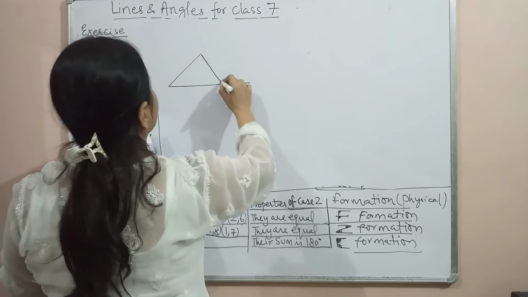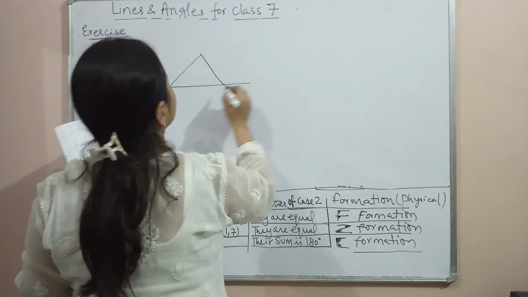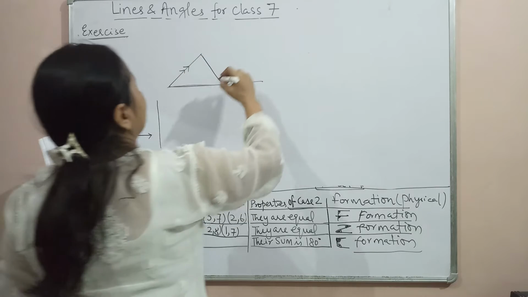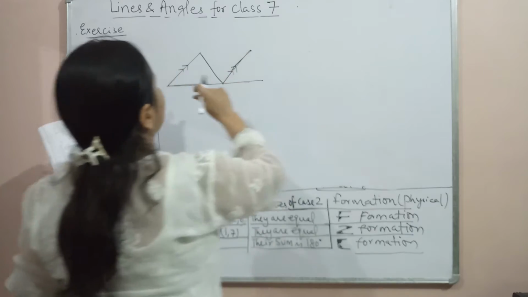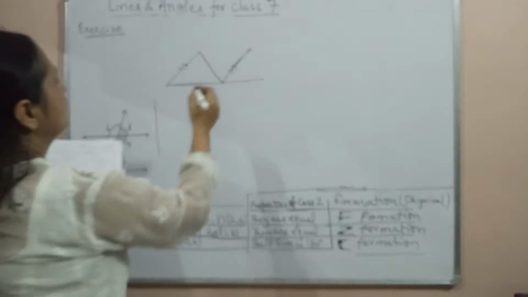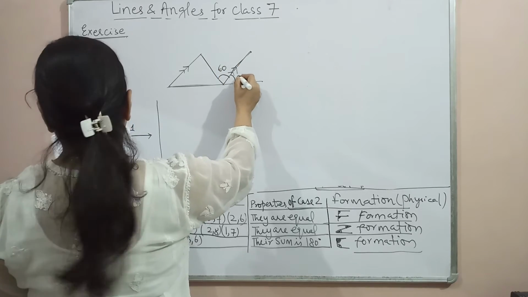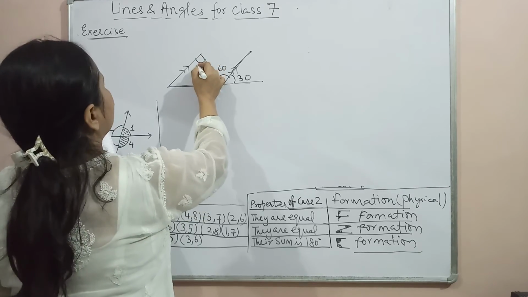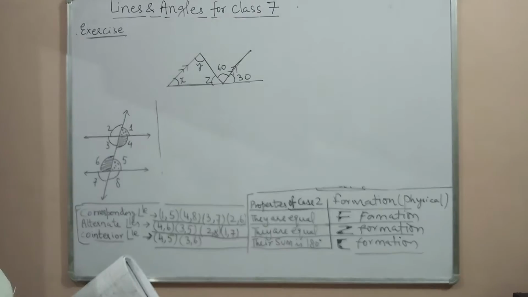Now this is a triangle. You can see this line, parallel to it we have drawn one more line, okay? So these two are parallel lines. Now what are we given? We are given this to be 60 degrees. This is 30 degrees. This is Z. This is Y. And this is X. Alright. Now how to find out these unknown quantities?